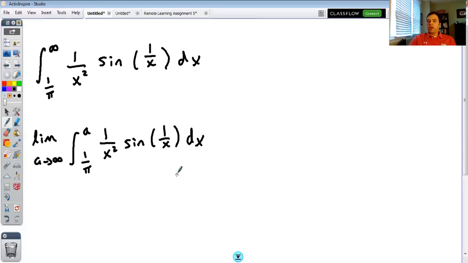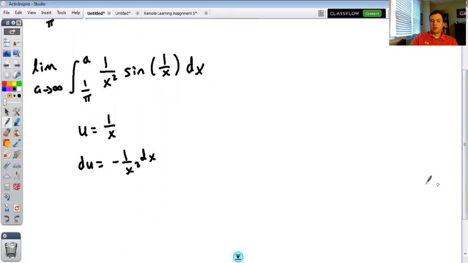Now we have to figure out the way to anti-derive, and based on our previous work, the last lesson, you should see the use of u-substitution here. You see the derivative connected. The derivative of 1 over x is a multiple of 1 over x squared. So 1 over x, take the derivative, is negative 1 over x squared dx. And then I don't want the negative, so I'm going to move it over.